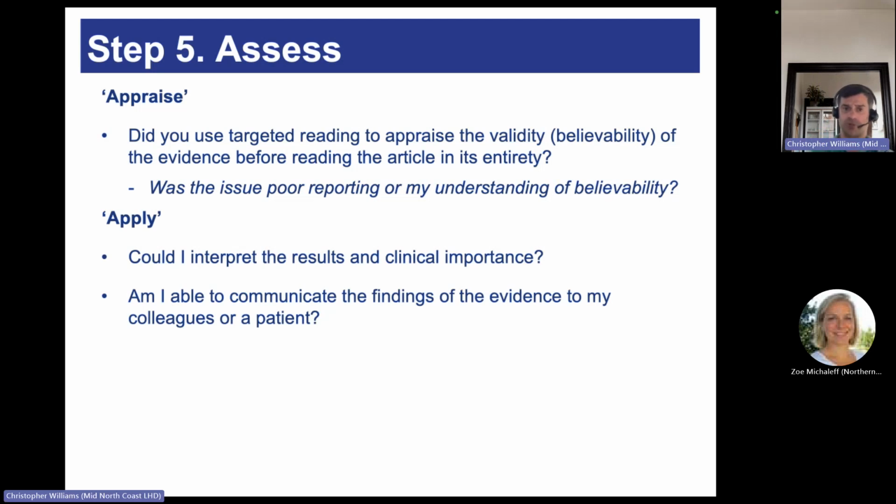And then in terms of applying, you can be asking yourself, well, how well were you able to interpret the results in light of clinical importance, and in fact, was the study important to begin with? And then an important part of the application of evidence is how you can communicate those findings either to colleagues or to patients. So reflecting on and rehearsing your communication of a study's findings or the evidence that is emerging can be an important success factor.